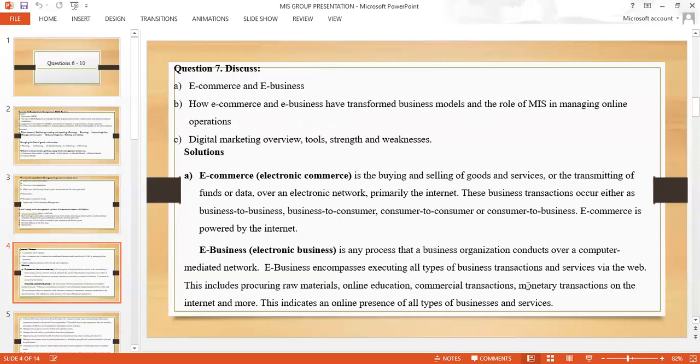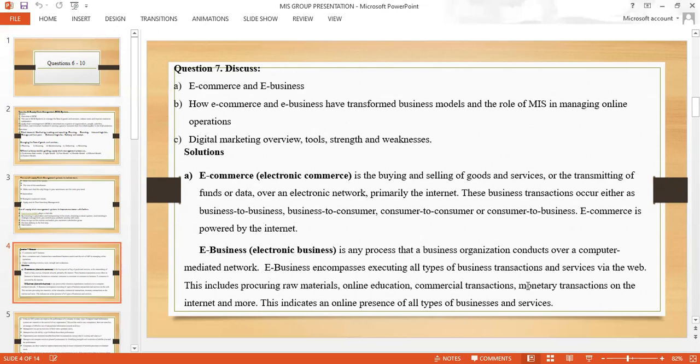Thank you, Max. This is Navende Edward taking you through question 7. It requires us to discuss e-commerce and e-business and how e-commerce and e-business have transformed business models and the role of MIS in managing online operations. Also to look at digital marketing overview, tools, strengths and weaknesses. Start with e-commerce and e-business.